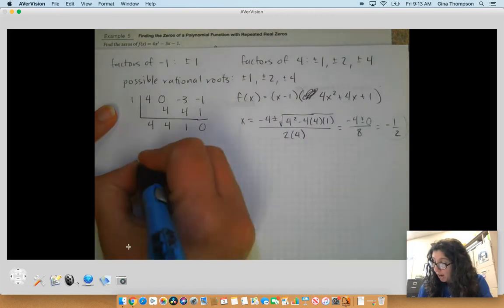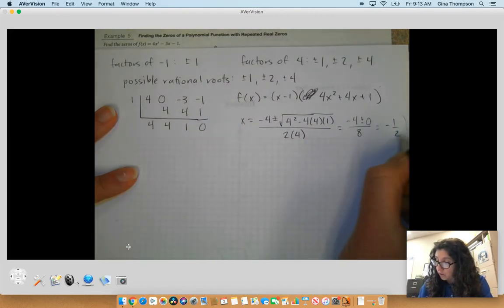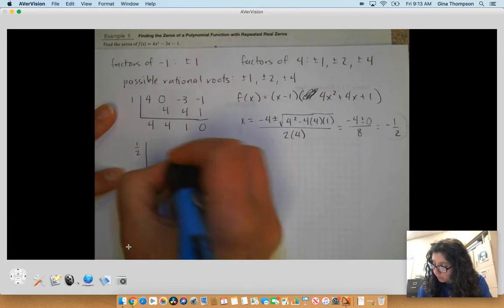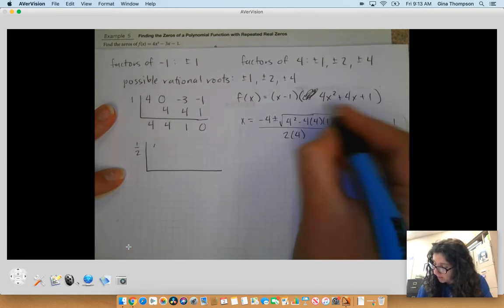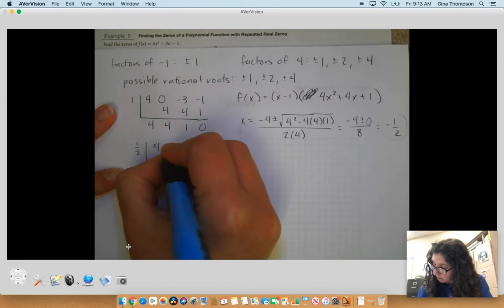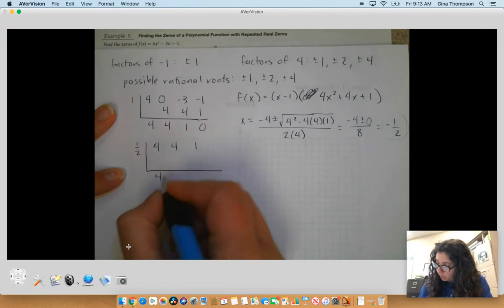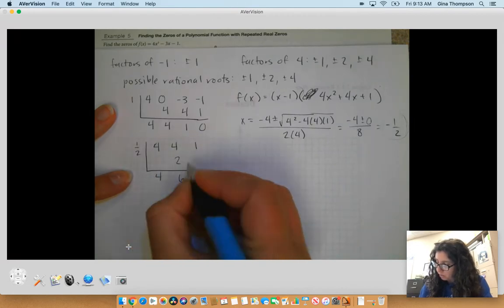We can try it out, right? If our factor is negative 1/2, then let's use polynomial division on this. Let's divide it into here and see what we get. 1/2 times 4 is 2.